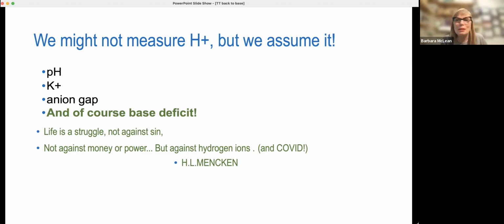I'm going to close today with a wonderful quote from H.L. Mencken. He says, life is a struggle, not against sin, not against money, not against power, but against hydrogen ions. And I added in there, and COVID. He obviously doesn't live in 2022, where life is a struggle against sin, power, money, guns, COVID, and hydrogen ions.